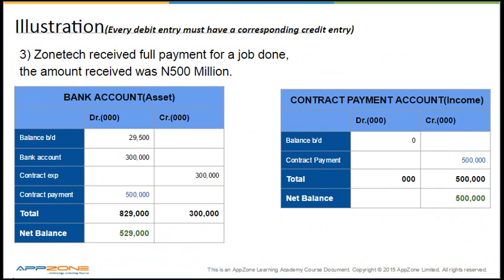For our contractors, we took the liberty of creating an account for them in our books. The name of the account we have chosen is contract payment account. Now this account is an income account. So we received an income for our job done to the tune of 500 million, and that 500 million was paid into the bank. Contract payment 500 million. This increased our net balance to 529 million from the previous 29 million that it was.